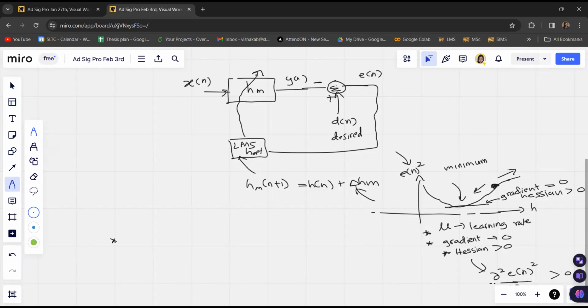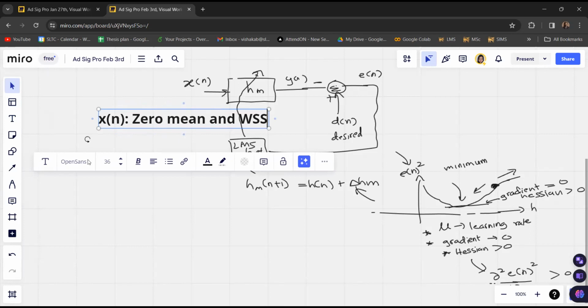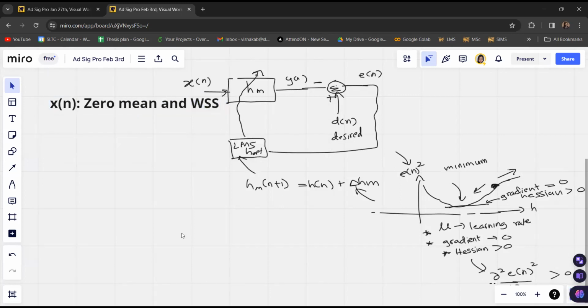So here we are going to consider x[n]. I'm going to write somewhere near this signal. The x[n] that we are going to consider here is going to be zero mean and WSS. So x[n] is a random process that will generate random outputs. This x[n] process is assumed to have zero mean and also assumed to be WSS. So we are going to first analyze this system under these conditions.